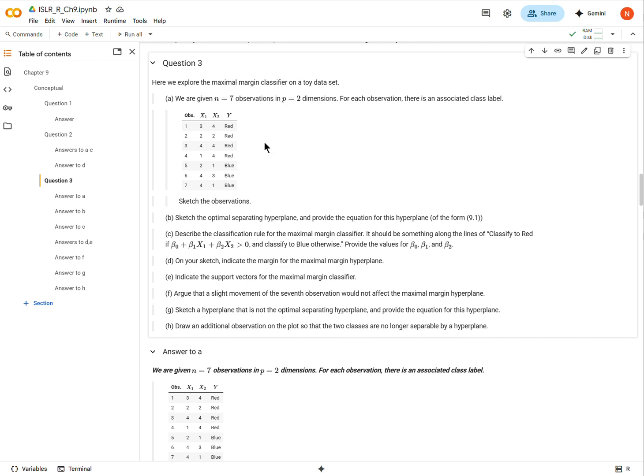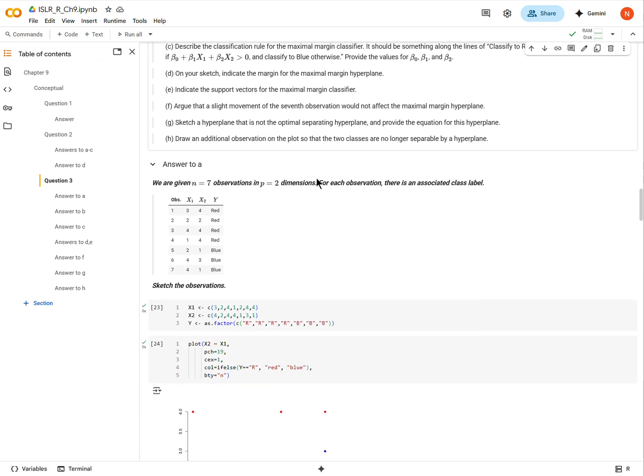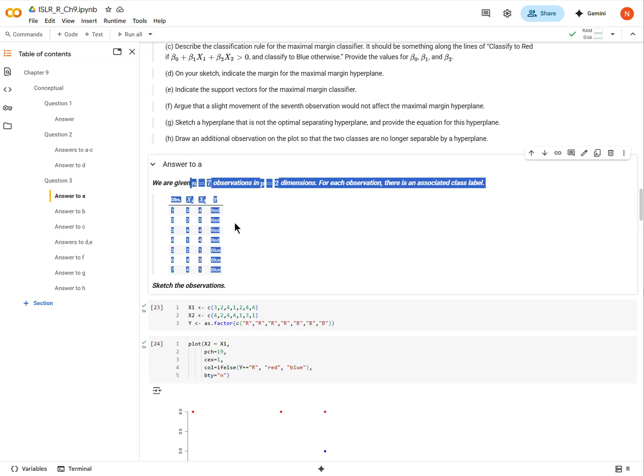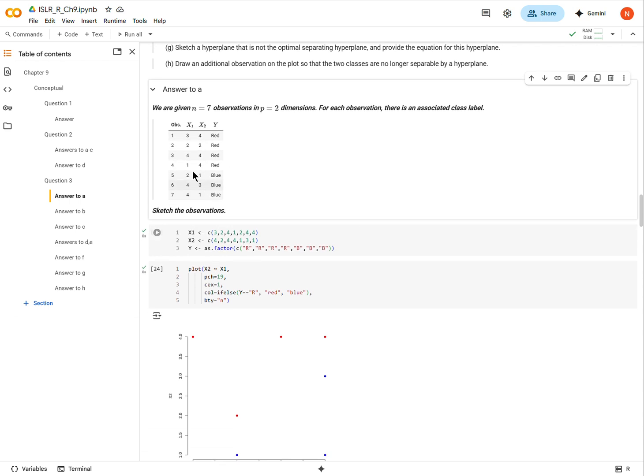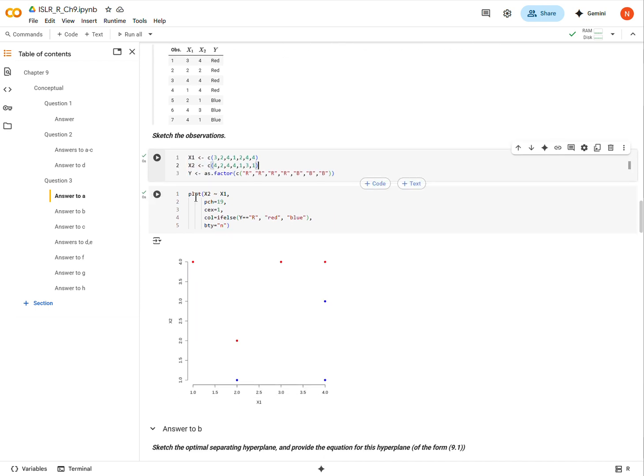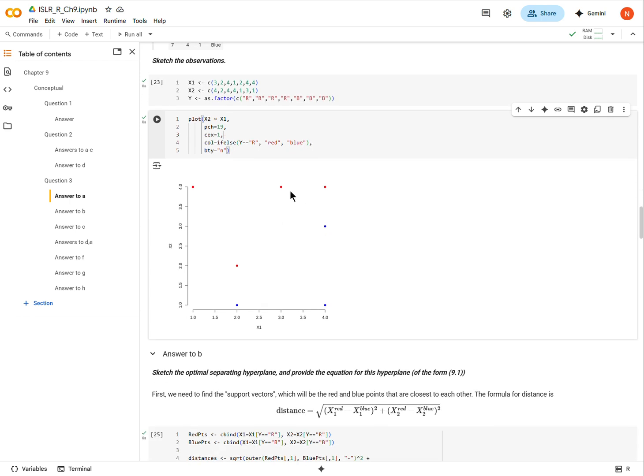That's part A, and we are meant to sketch these observations. I've just converted the table that we're given into some R code here, and then I plot x2 against x1 and color them appropriately, and we get this right here.